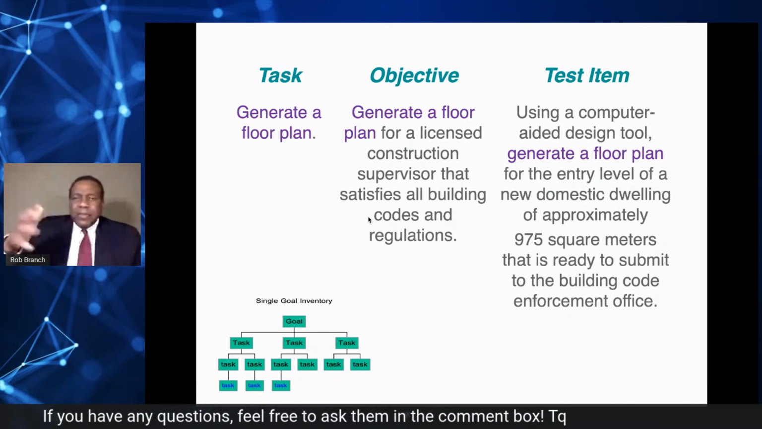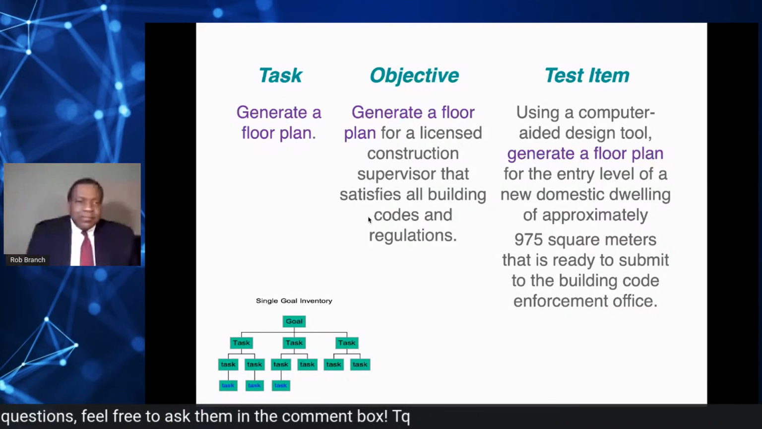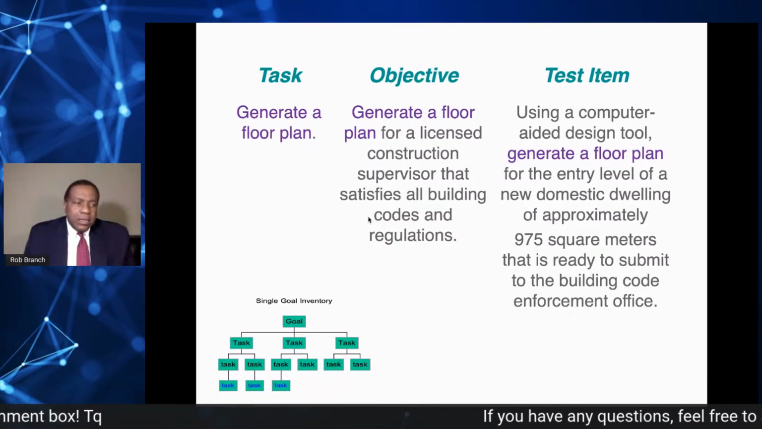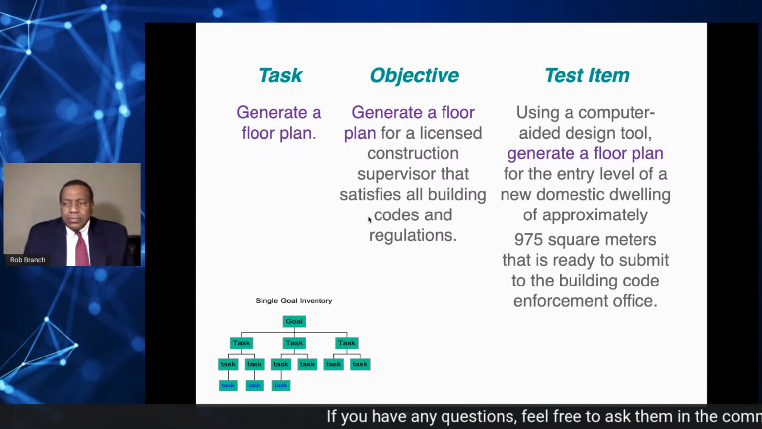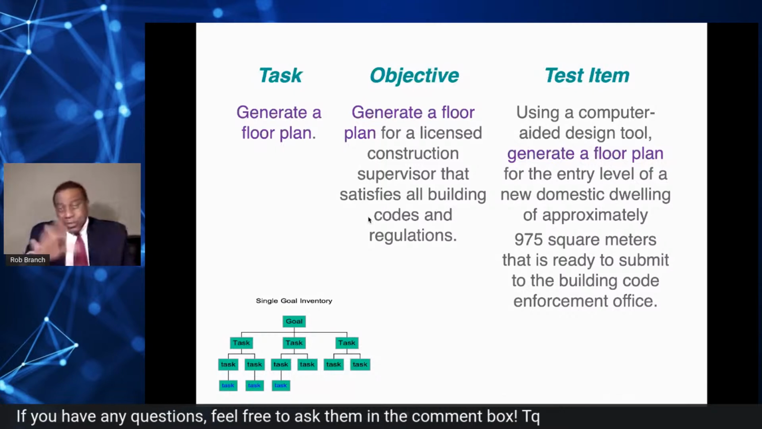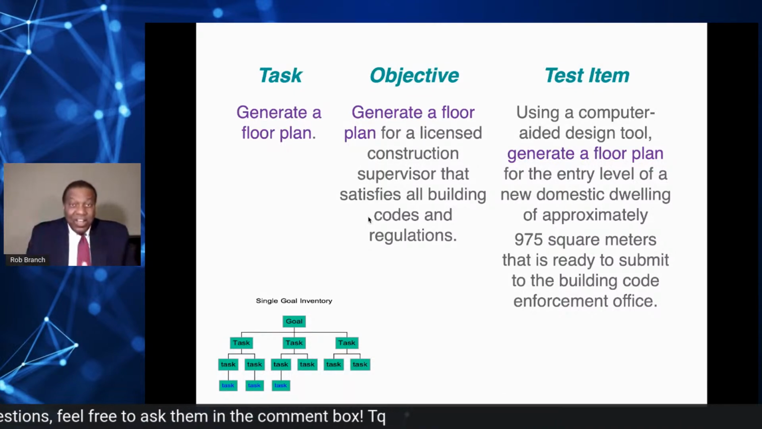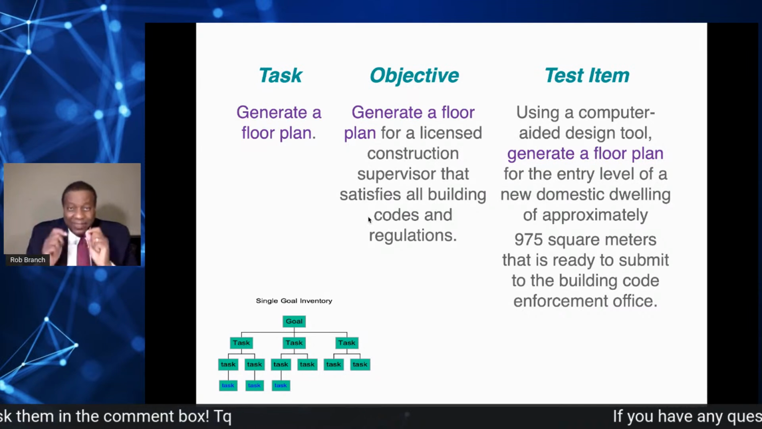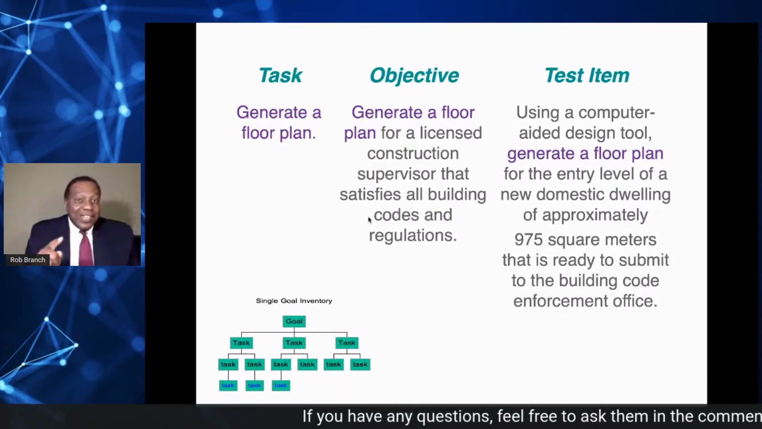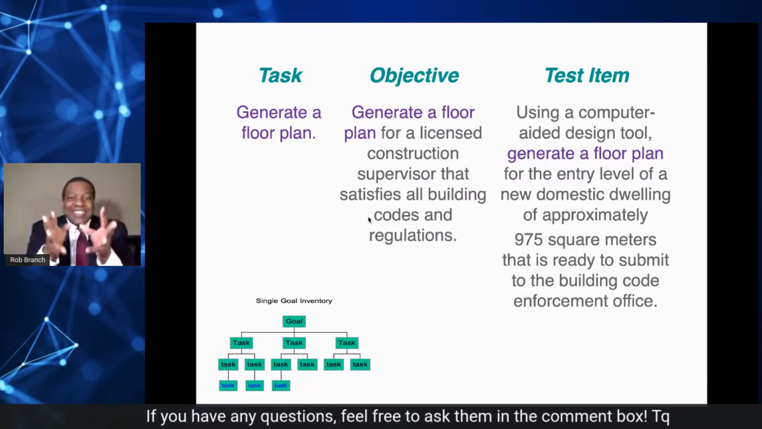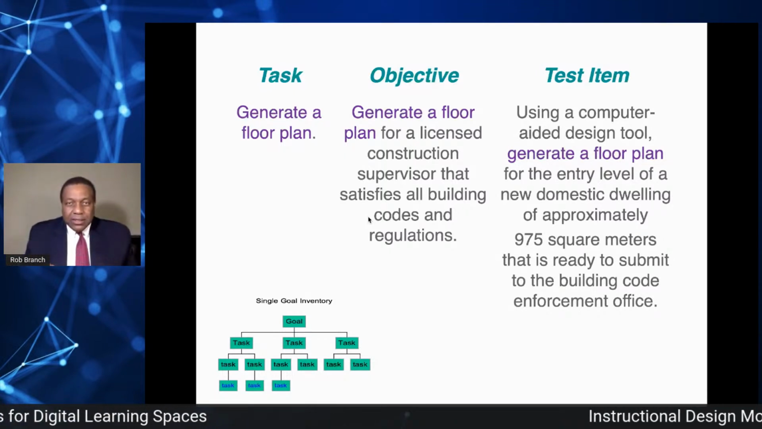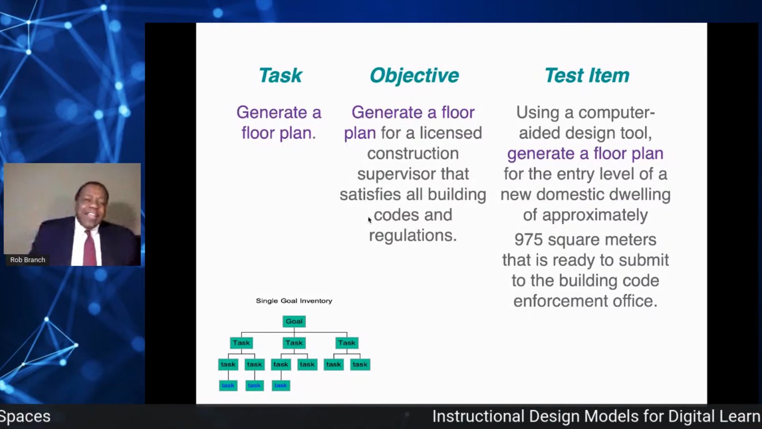I don't know, this is probably some class on building construction or some kind of class that students might take where they have to actually physically make something. But that's the task. Look at the objective. It's got 3 components, but look how it starts. The objective says the student, at the end of this session, the student will be able to generate a floor plan for a licensed construction supervisor that satisfies all building codes and regulations. That's an authentic task. That's not a classroom exercise.